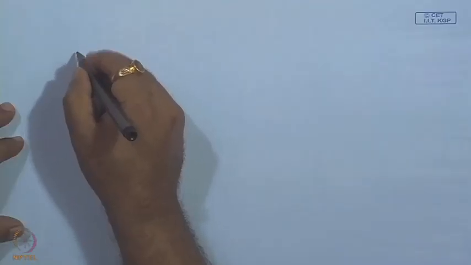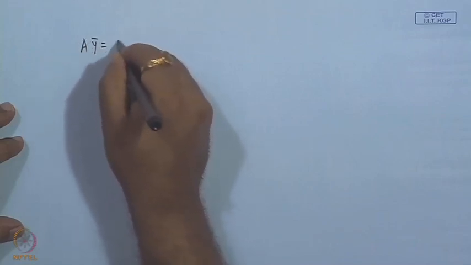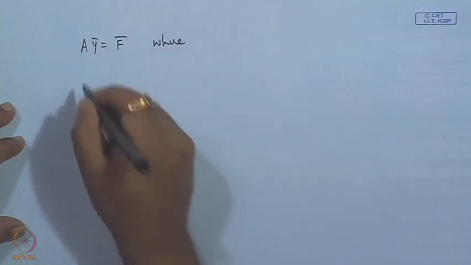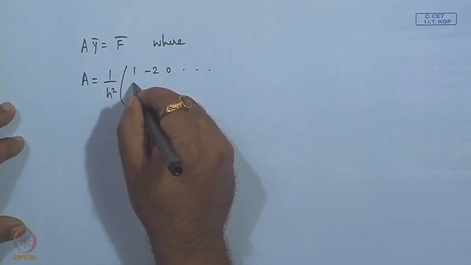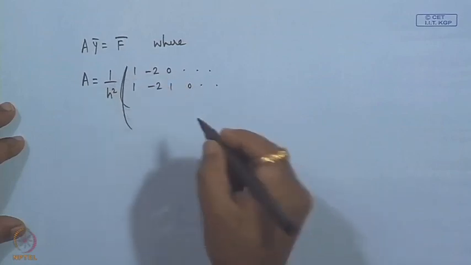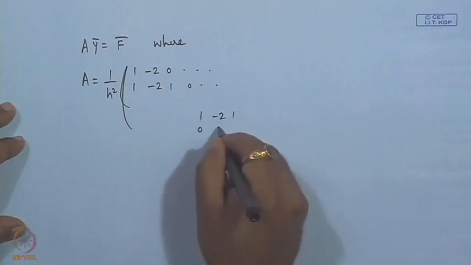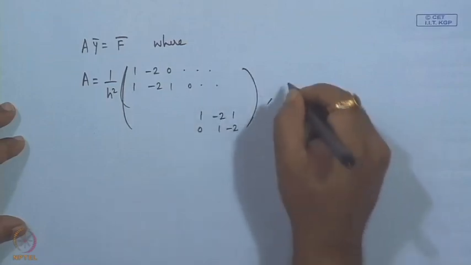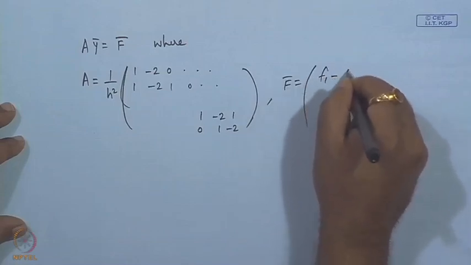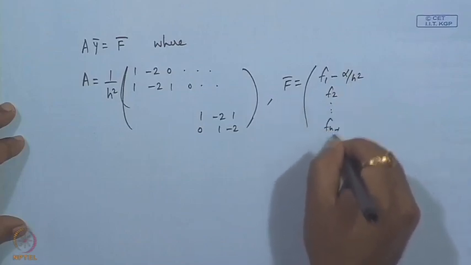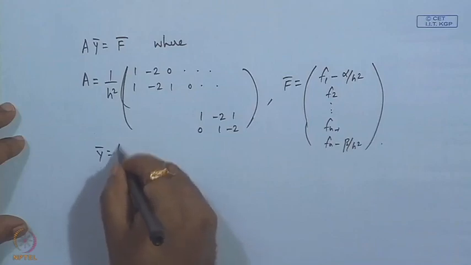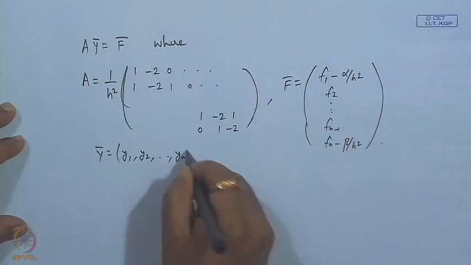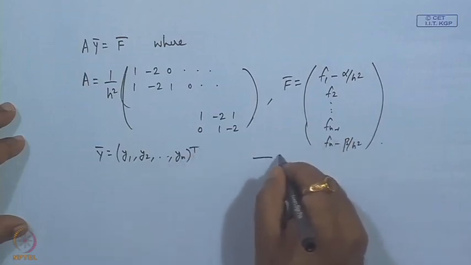So, this is our system. I write it again. We have A y bar equals f bar, where A is 1 over h square times the matrix with 1, minus 2, 0, and then 1, minus 2, 1, 0, and then 1, minus 2, 1, 0, 1, minus 2. Then f bar is f1 minus alpha by h square, f2, up to fn minus 1, and so on, transpose.